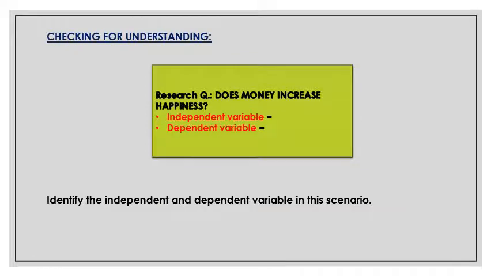Now let us check your understanding of the independent variable and dependent variable. Now the question is, does money increase happiness? In this research question, you have to tell me which one is the independent variable and which one is the dependent variable. Identify the independent and dependent variable in this scenario.